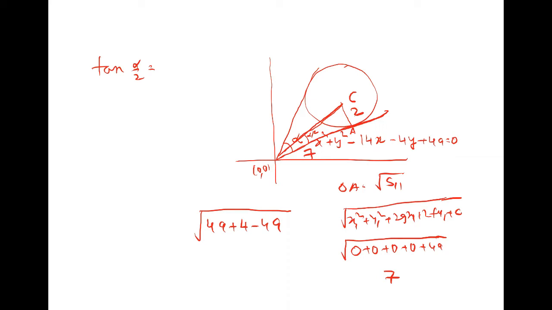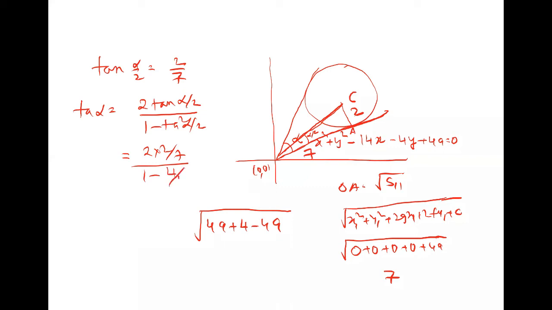Tan alpha by 2 is 2 by 7. So you get tan alpha. What is tan alpha? 2 tan alpha by 2 upon 1 minus tan square alpha by 2. We get 2 into 2 by 7 upon 1 minus 4 by 49. You get 28 by 45 is equal to tan alpha.